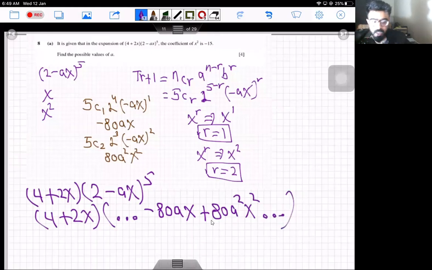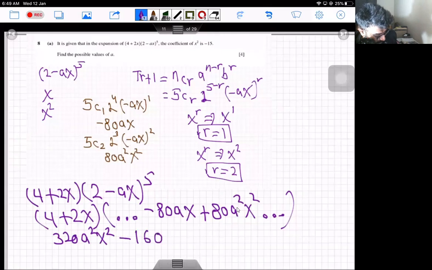Okay, now in order to get the term in x square in this whole expansion, this 4 will be multiplied by 80a square x square, which means that 320a square x square, and this 2x will be multiplied by minus 80ax, which will be minus 160a x square. And the coefficient of x square is minus 15, so the term in x square is minus 15x square.